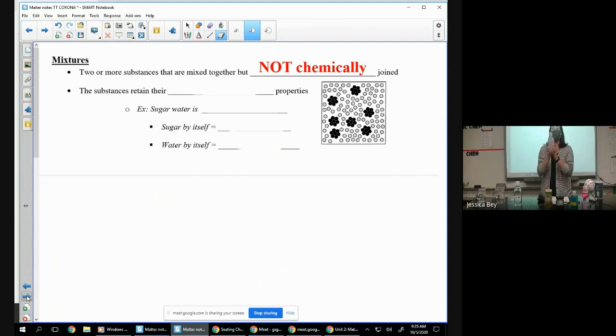But when they're together, if I were to drink this, would the salt not taste salty? Oh, it's salty. That's retained, obviously, its property. And is this no longer watery? No, this retained its property. So in a mixture, they keep their own properties. This is just salty water at this point, okay? So the substances retain their individual properties.